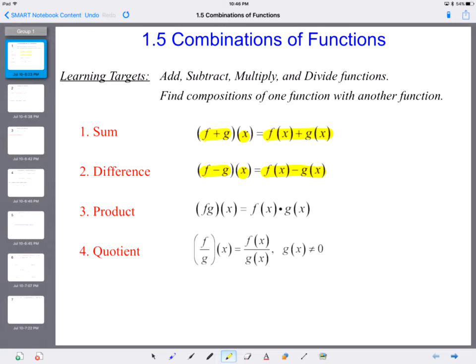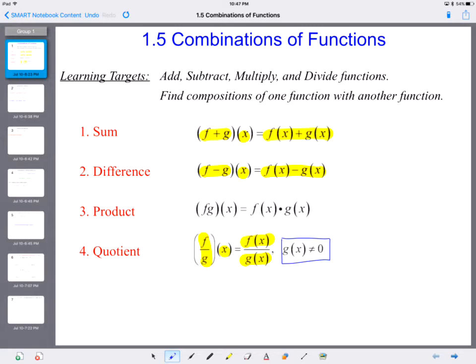Now when you look at division, I want you to be careful. F of x divided by g of x is f divided by g of x, but we have a stipulation here: g of x cannot equal 0, because we're dividing. Whatever that function is on the bottom, there's a restriction, and we have to indicate what that value cannot be. So really we're talking about the domain, and g of x not being equal to 0.